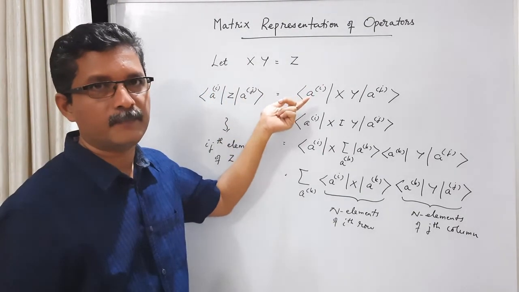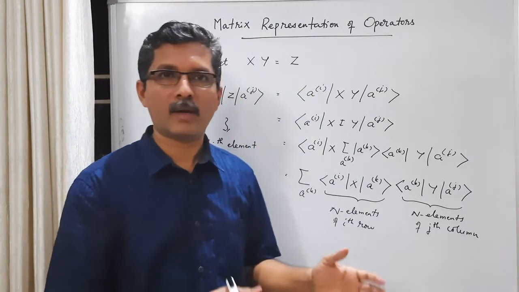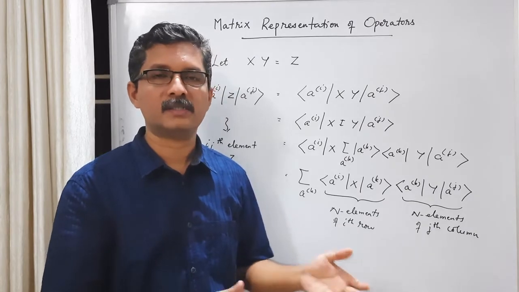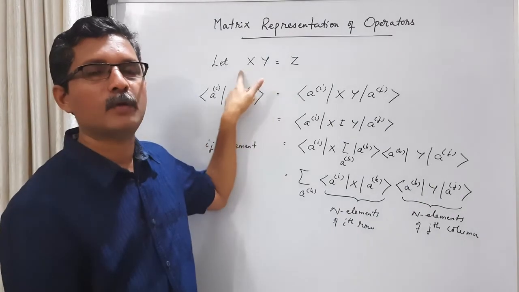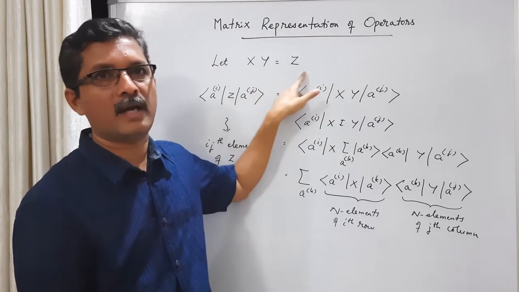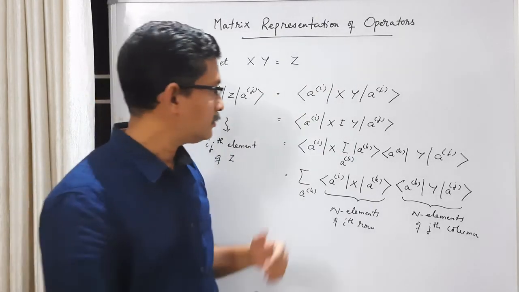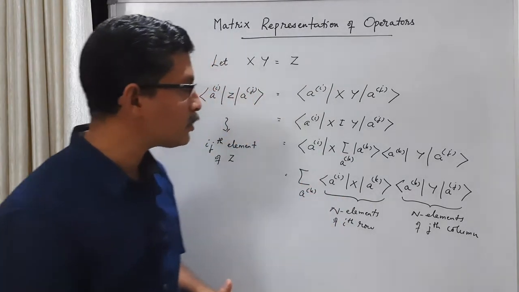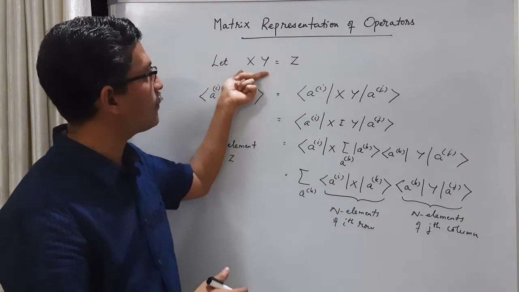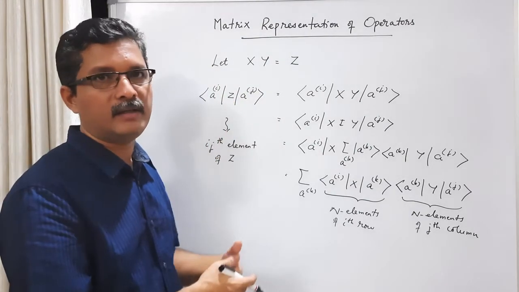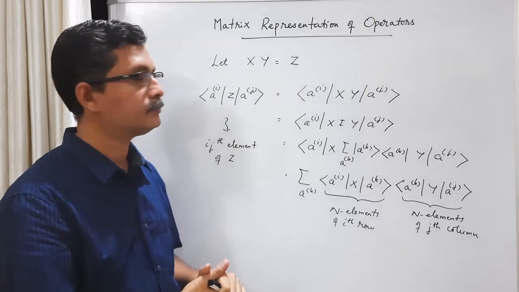The matrix of an operator is a square matrix. In an n-dimensional space, it's an n by n matrix. So this will be an n by n matrix. This will be an n by n matrix. When you multiply two n by n matrices, you get another n by n matrix. So this will also be an n by n matrix. So this matrix representation of operators ensures that the product of two operators can be automatically taken as a product of matrices of individual operators.